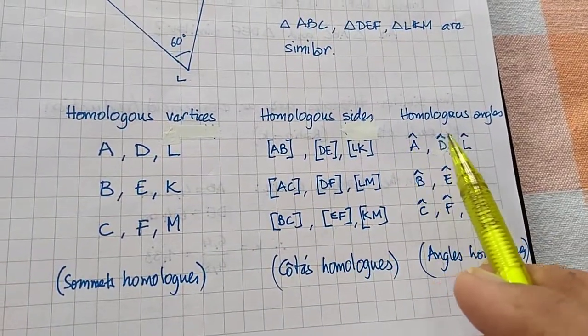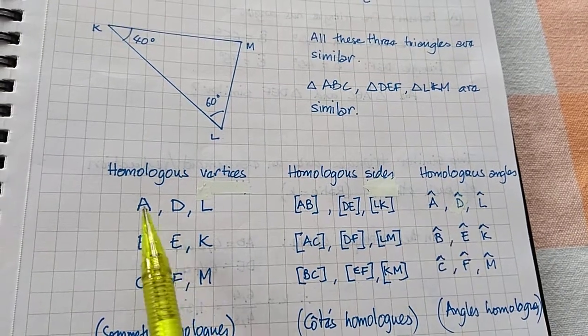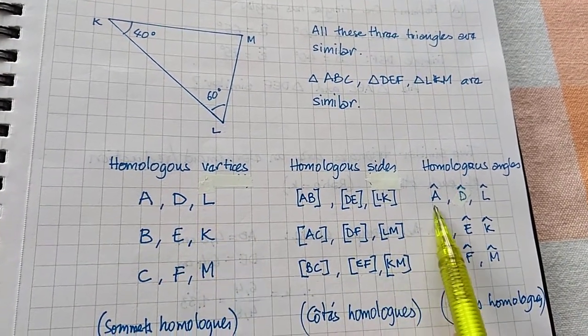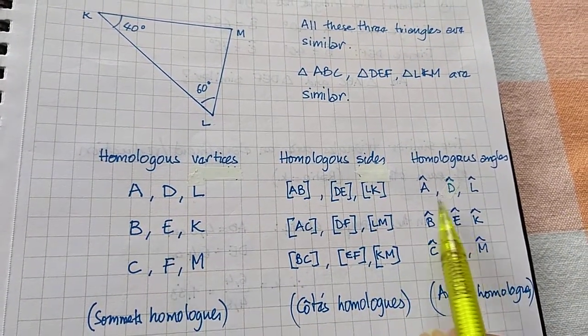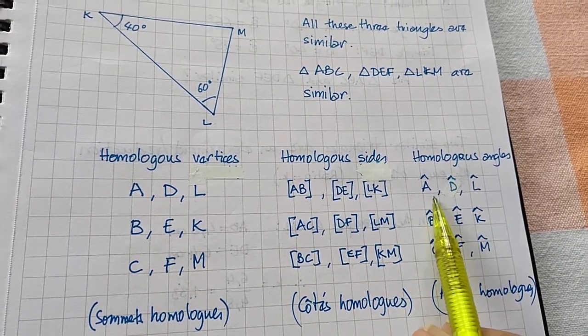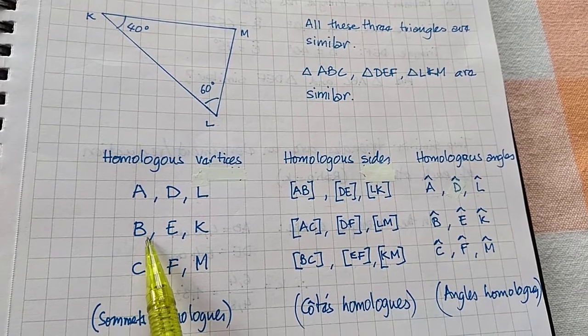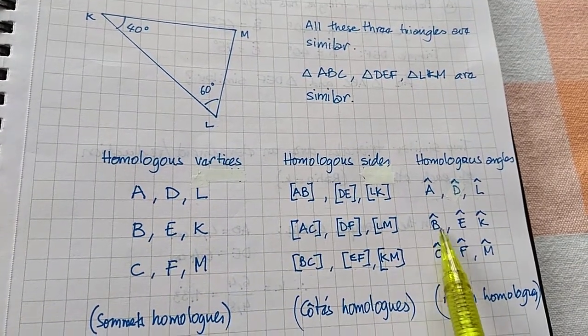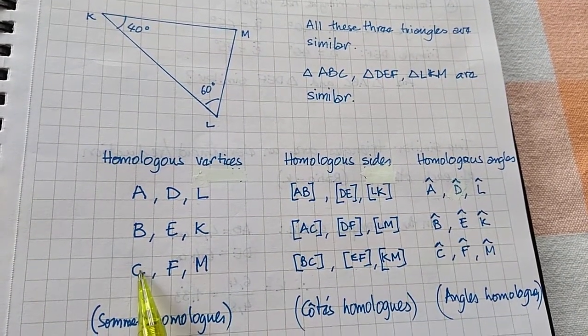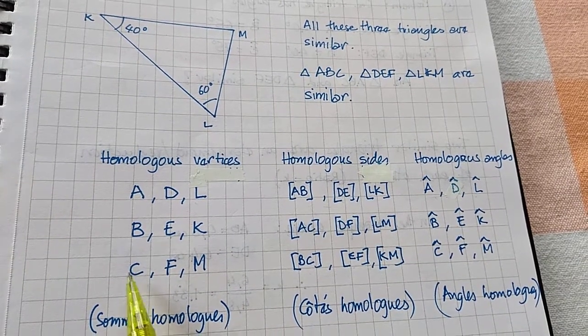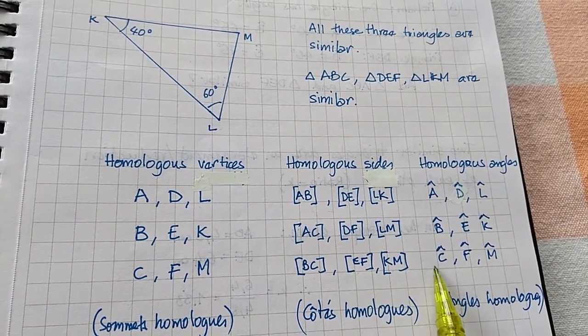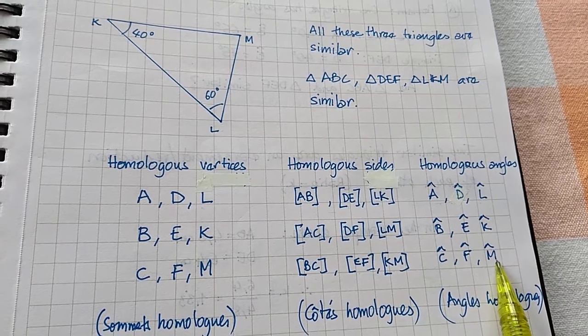Similarly, you have homologous angles. We had homologous vertices, then homologous angles. These correspond to this: ADL, angle A, angle D, angle L, vertices BEK, angle B, angle E, angle K, vertices CFM, angle C, angle F, angle M.